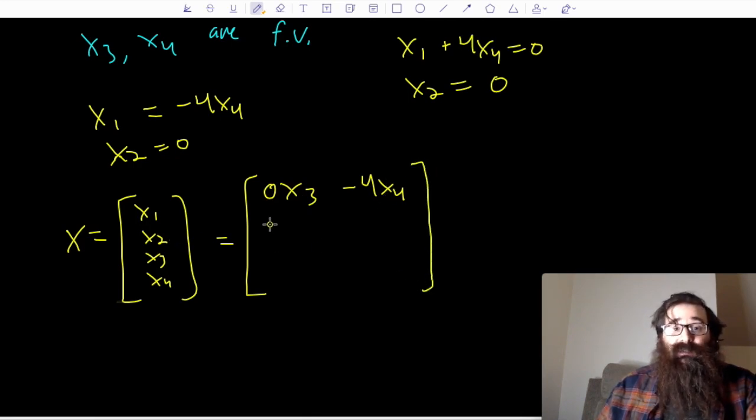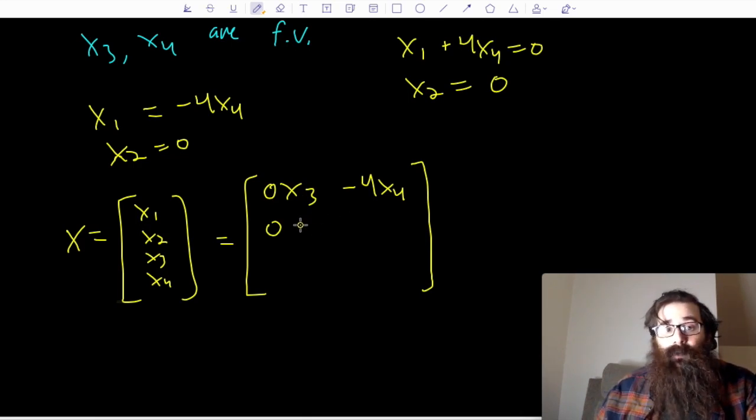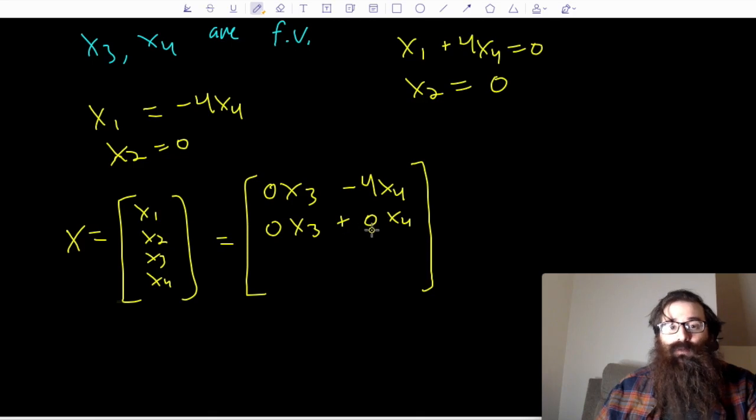And x2 is just 0, but even better, and this is going to maybe seem a little strange, but trust me when I say it's better, I can think of this as 0x3 plus 0x4, which is still 0. Might seem kind of weird to write it, but I can start to see those vectors forming. And x3 is itself, and x4 is x4, right? x4 is itself as well.